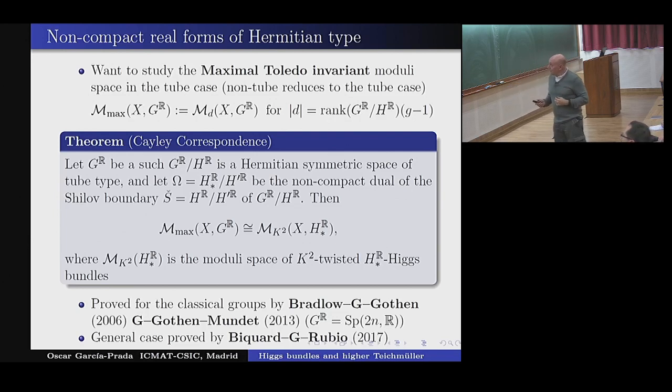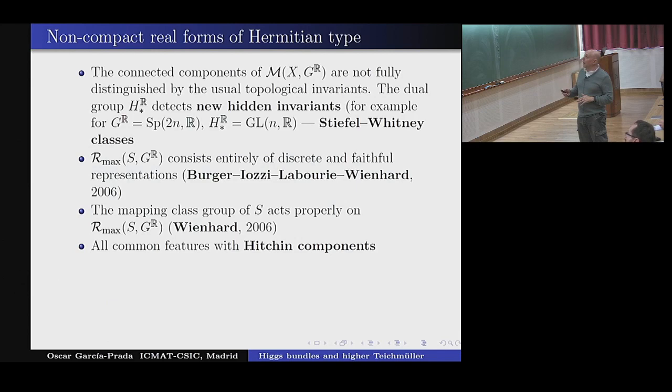And so one particular thing that this correspondence shows is that the components, yeah, so in particular, sorry, I should have put max here. The components of these maximal Toledo Higgs bundles are not distinguished by the usual topological invariant, meaning the Toledo invariant. So it so happens that for this maximal Toledo invariant, there are other topological invariants, which are clear.